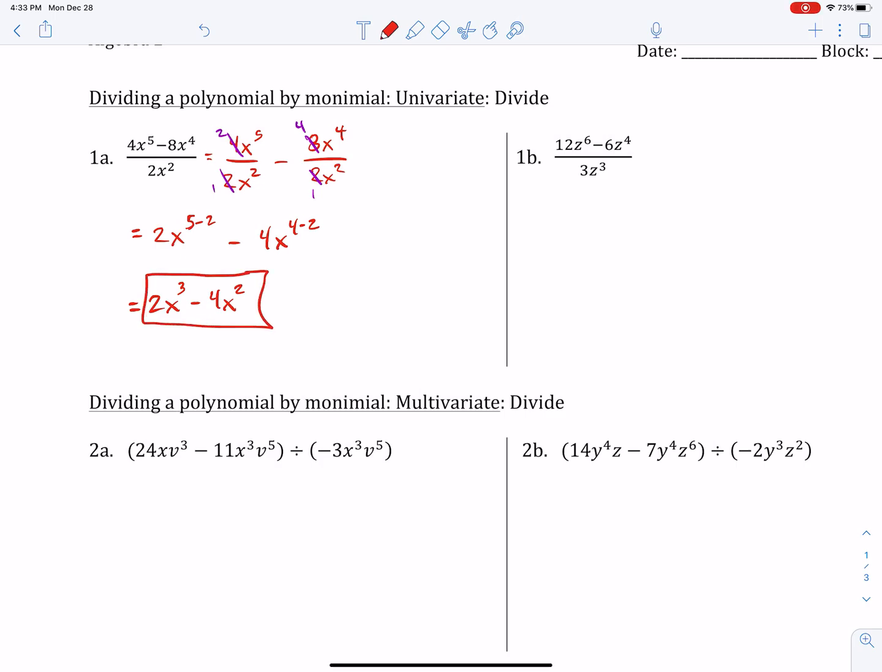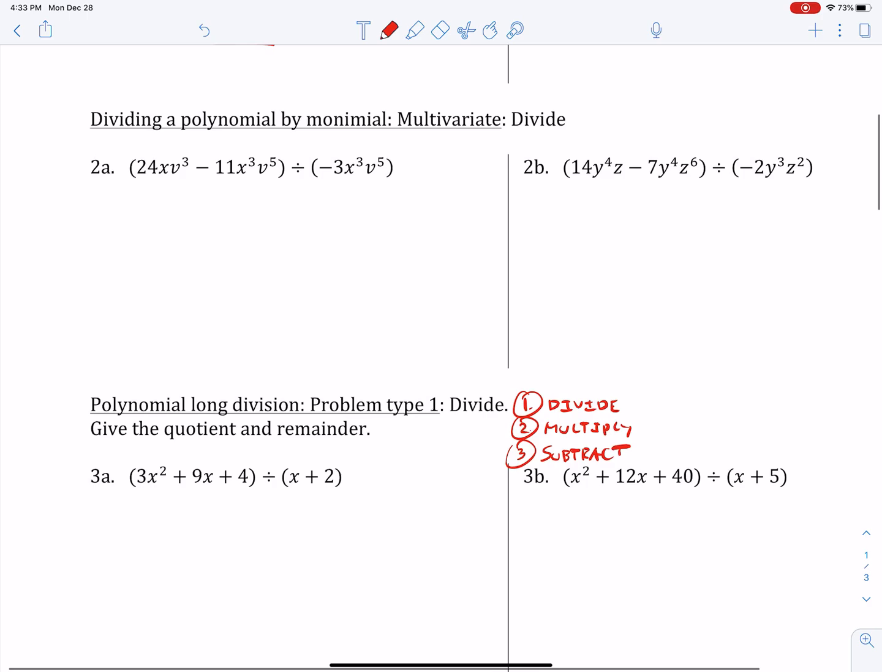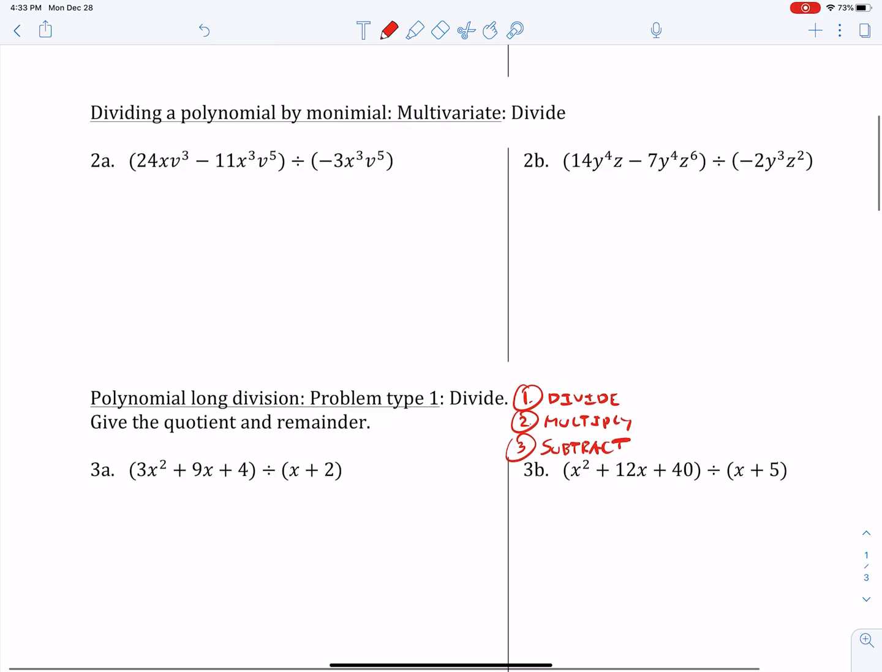So all we did was break them apart, giving each numerator its own denominator, doing some simple division, and then utilizing the quotient rule, and then simplifying our answer. And yeah, so that one's fairly easy. Go ahead and do 1B on your own. Right here, we're going to be doing roughly the same thing. It's just presented in a different way.